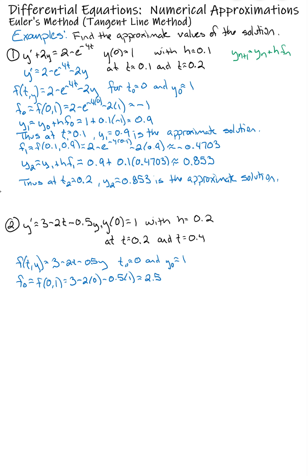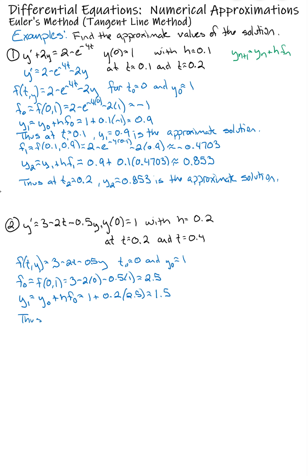So there's f naught, and now we're ready to figure out the y1 solution. y1 is, remember, y naught plus h times f naught. So in this case, y naught is 1 plus h, which is 2/10, times f naught, which is 2 and 5/10. And what does that give us? 1 plus 1 and 5/10.